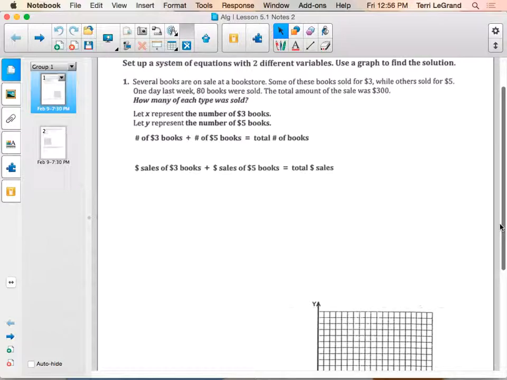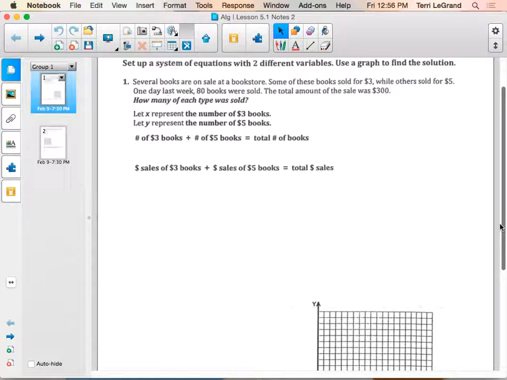Several books are on sale at a bookstore. Some of these books sold for $3, while others sold for $5. One day last week, 80 books were sold. The total amount of the sale was $300. How many of each type was sold?